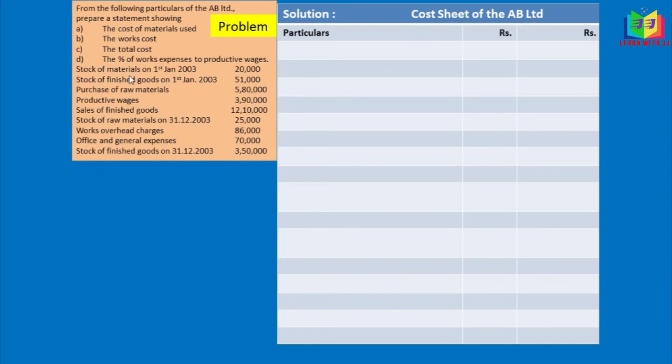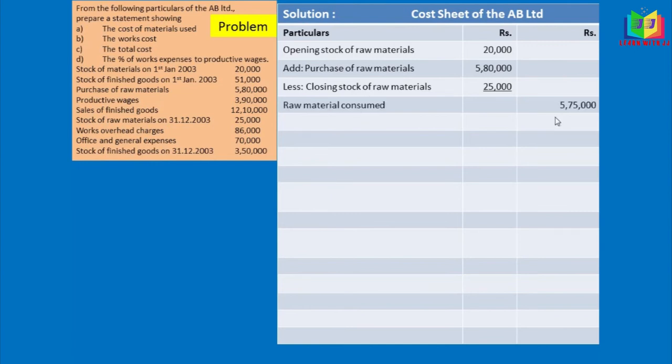First we have to write the opening stock of raw material, that is stock of material on 1 January 2003. I'll write it. Opening stock of raw material is 20,000. And with that we have to add the purchase of raw material. I'll add this purchase. And with this we have to subtract the closing stock of raw material. Here we have stock of raw material on 31/12/2003. This is the closing stock. If we adjust this, we'll get raw material consumed.